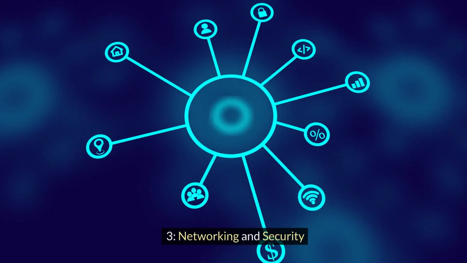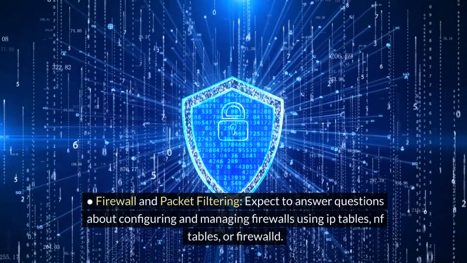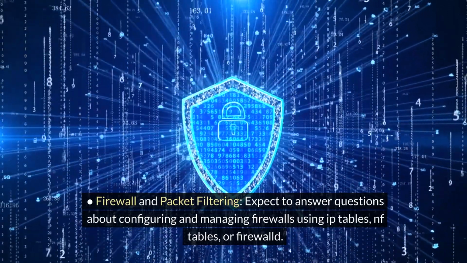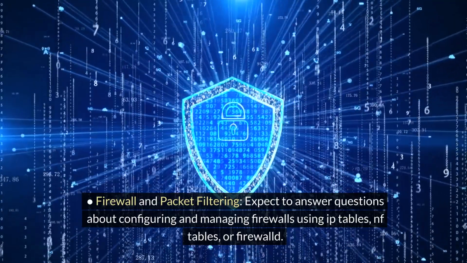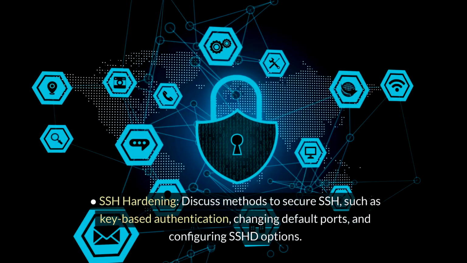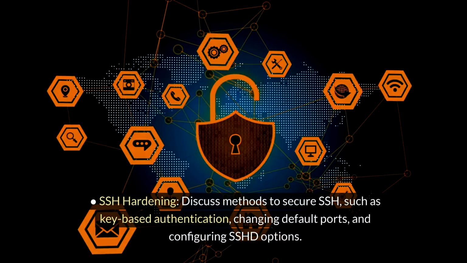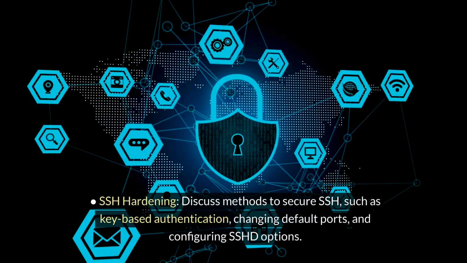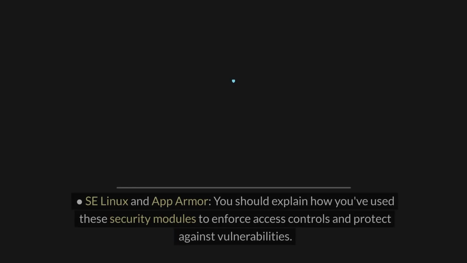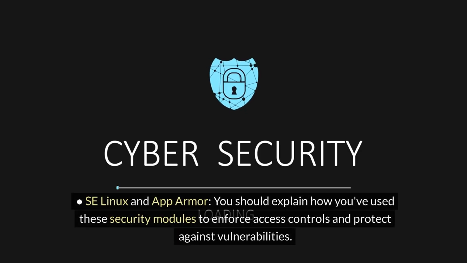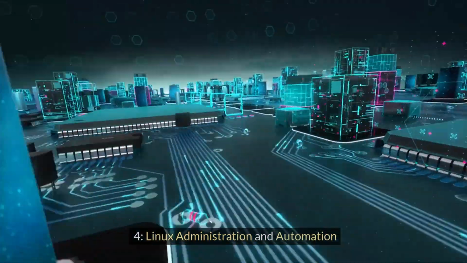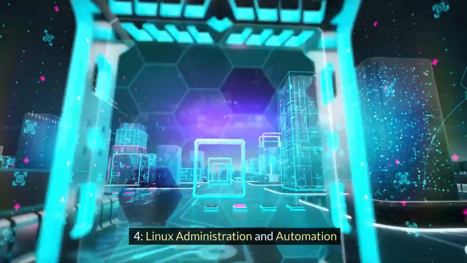3. Networking and security. Firewall and packet filtering. Expect to answer questions about configuring and managing firewalls using iptables, nftables, or firewalld. SSH hardening. Discuss methods to secure SSH, such as key-based authentication, changing default ports, and configuring sshd options. SELinux and AppArmor. You should explain how you've used these security modules to enforce access controls and protect against vulnerabilities.